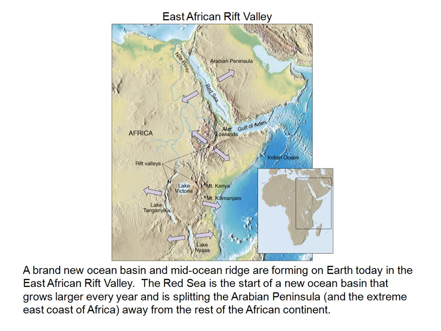A brand new ocean basin and mid-ocean ridge are forming on Earth today in the East African Rift Valley. The Red Sea is actually the start of a new ocean basin that grows larger every year and is splitting the Arabian Peninsula and the extreme eastern coast of Africa away from the rest of the African continent.